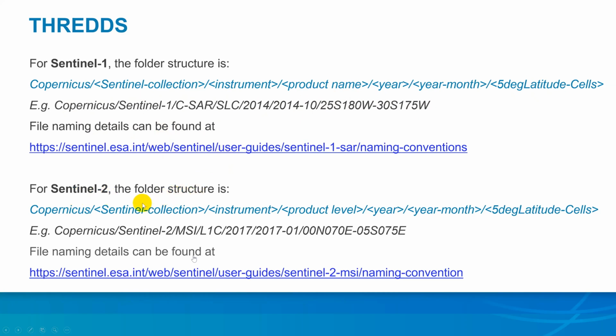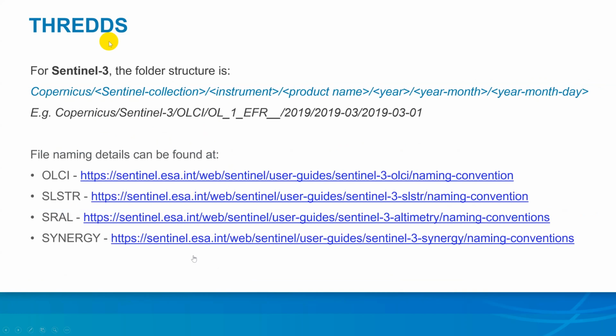For Sentinel-2, the folder structure is very similar as for Sentinel-1, with the main difference being that product level is used instead of product name. So that's the L1C product level. And again, that link shows the file naming details. For Sentinel-3, the folder structure is similar again with Copernicus, the Sentinel collection, an instrument folder, product name, year, month, and then day at the end instead of 5-degree location. And so there's an example and the file naming details for each.